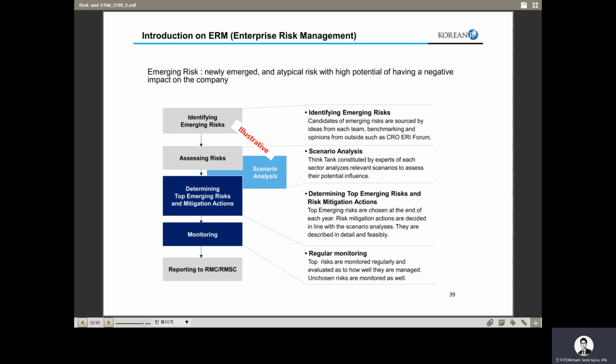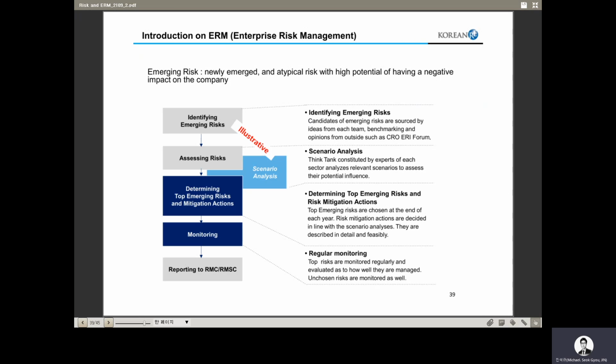This is one of the newly came up agenda that reinsurance companies are dealing with, very important. It's emerging risk. Emerging risk is a newly emerged and atypical risk with a high potential of having a negative impact on the company.